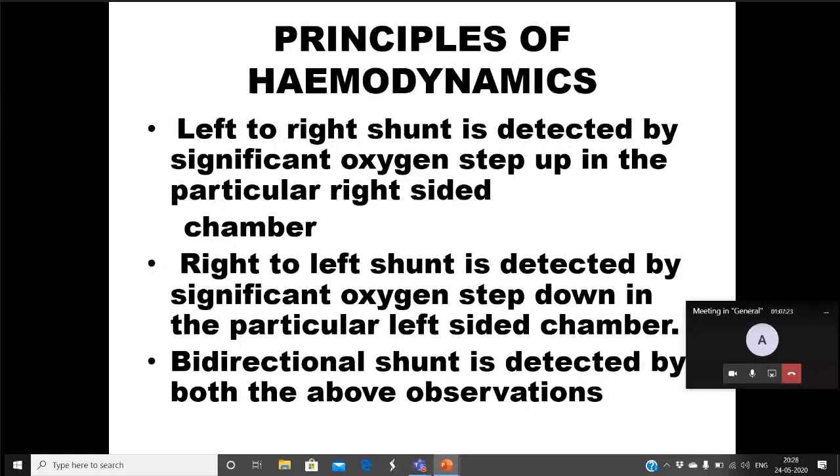Anyone of you? More than 5, more than 7. More than 7 from where? More than 7 at the SVC to RA level, and more than 5 at the ventricular level and the aortic level. Why 5? Is it 5 at the pulmonary artery level? 5, sir. Ventricular and great vessel levels, it's 5, sir. Is it a single sample or multiple samples?